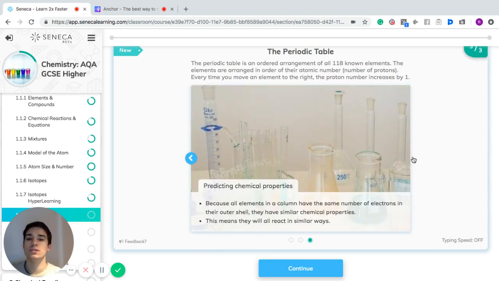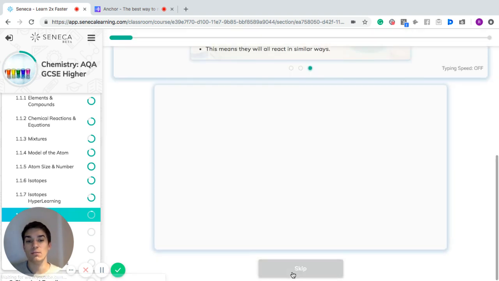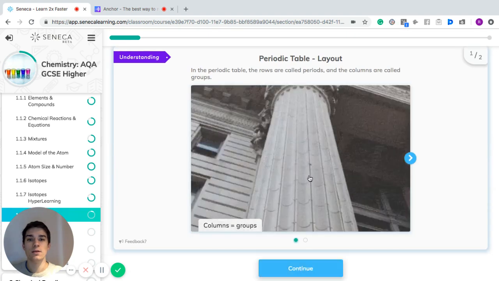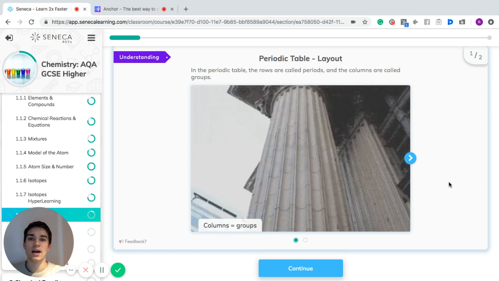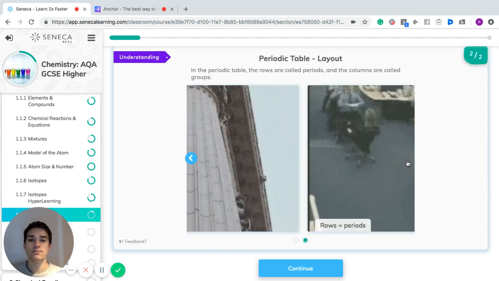And we can use this to predict chemical properties because all elements in a column have the same number of electrons in their outer shell. If that is the case, then they'll have similar chemical properties. So this means that they'll all react in a similar way if they're in the same group. So in the periodic table, the rows are called periods and the columns are called groups.